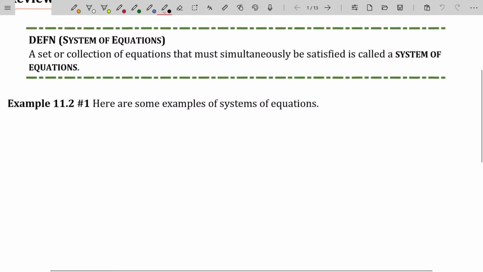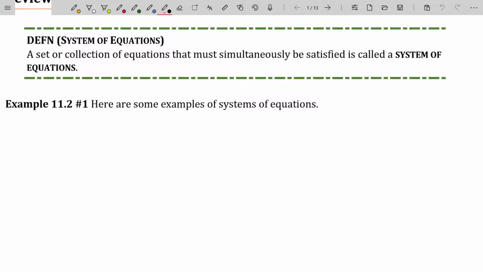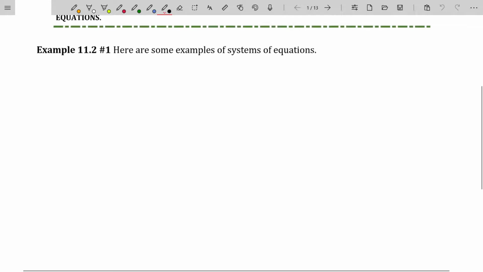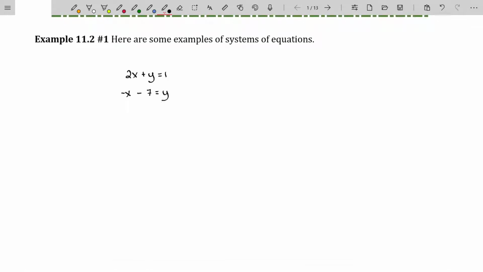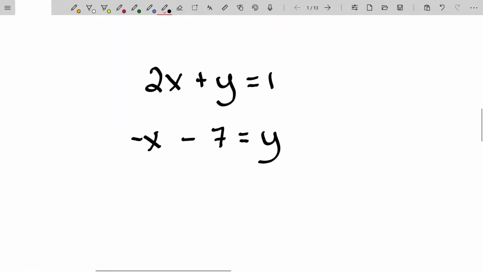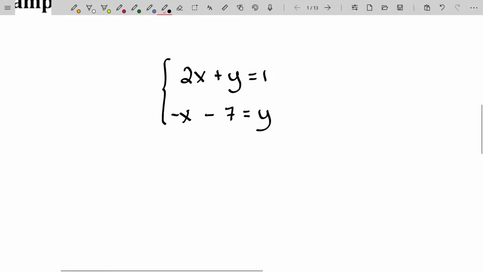So let's start with a quick recall, a definition of a system of equations. It's just a set or a collection of equations that must simultaneously be satisfied, and that is called a system of equations. So let's go ahead and just write down a few examples. And that right there would be called a 2x2 system of equations, 2 unknowns with 2 equations. And normally we use a brace to group those things together so you know that those must be simultaneously true. That's what we're looking for. And that would also be called a system of linear equations specifically.